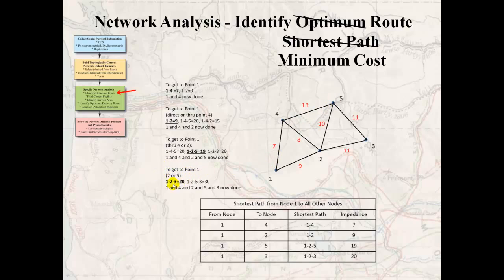Now I have one more to do. I can go from 1 to 2 to 3. That's going to be 20 units. I can go from 1 to 2 to 5 to 3. That's going to be 30 units. So 1, 2, 3 is the best way to get there.